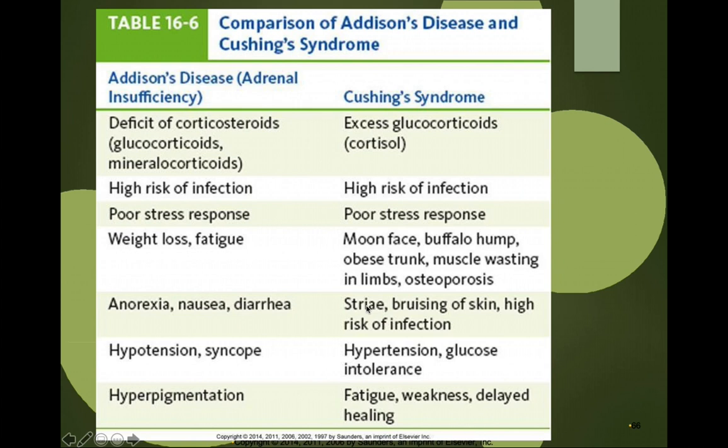Don't forget you get this purple striae with Cushing's and the bruising of the skin, high risk of infections if the skin becomes thinner, that primary line of defense. You get hypertension with increased cortisol. When there's decrease, you get hypotension and fainting or syncope. With Addison's, you get hyperpigmentation of the skin. And with Cushing's, just fatigue, weakness, and delayed healing.